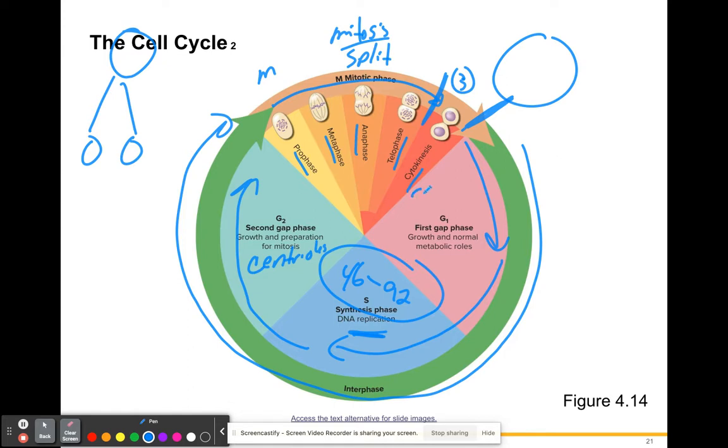Cytokinesis, cyto means cytoplasm, and kinesis means movement. So this is the movement of cytoplasm so that you get two equal sized cells, right? If you had a peanut butter sandwich and you wanted to share with your friend, you would make sure that each side is an equal portion so that you don't get anyone angry. Same thing here. We don't want any cells to be bigger than other cells, right?